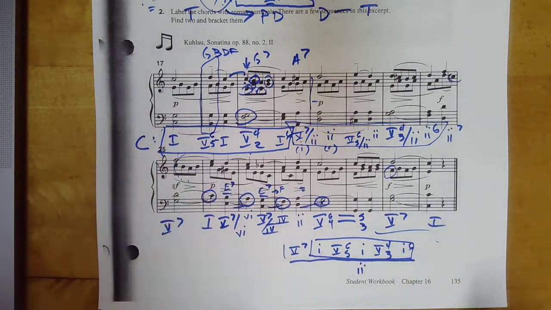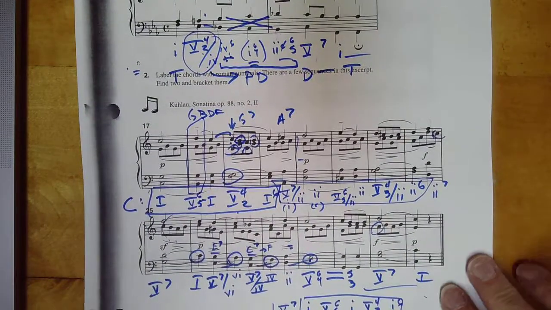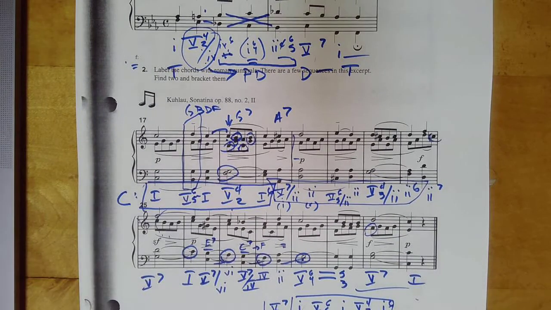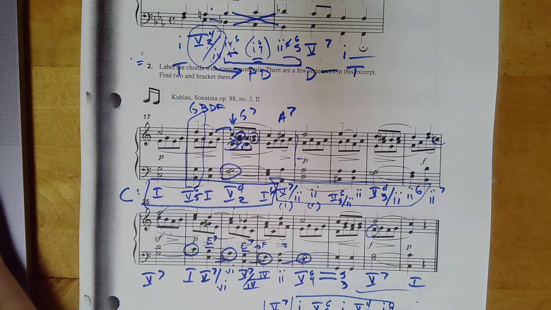Okay, so that's the Kuhlau sonatina and the two analyses for page 135. I will post a scan of this analysis sheet as well.